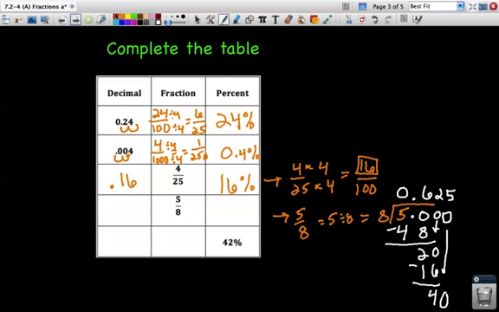Okay, so now that I got 0.625, I converted this to a decimal. So that's 625 thousandths. Now to convert 625 thousandths to a percentage, I've got 0.625. I just take my decimal, move it over twice. I'm left with 62.5%.